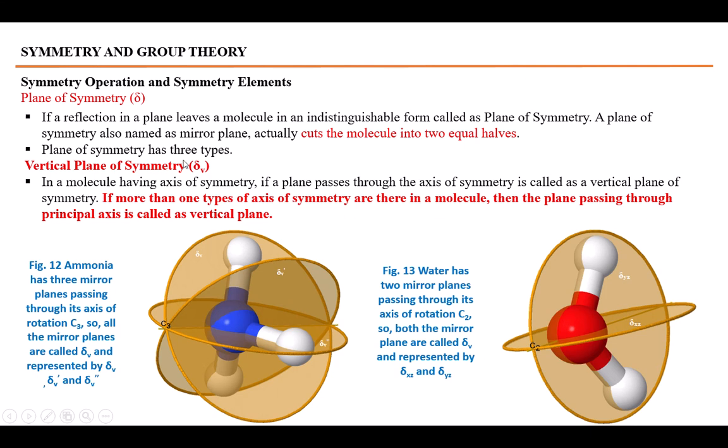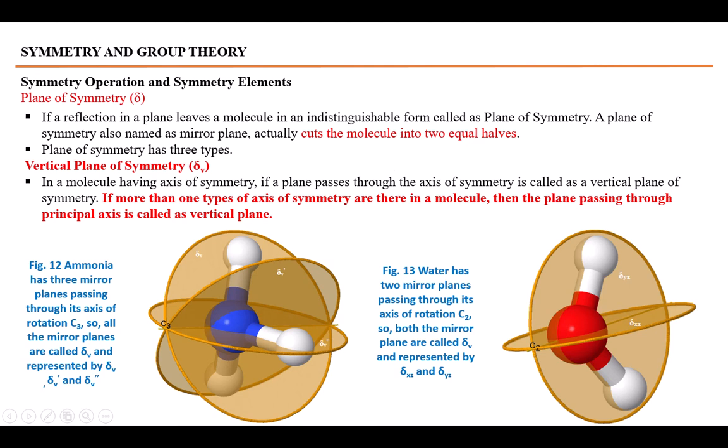Next we are talking about the plane of symmetry. If a reflection in a plane leaves a molecule in an indistinguishable form, it will be called a plane of symmetry. A plane of symmetry is also named a mirror plane. It actually cuts the molecule into equal halves.